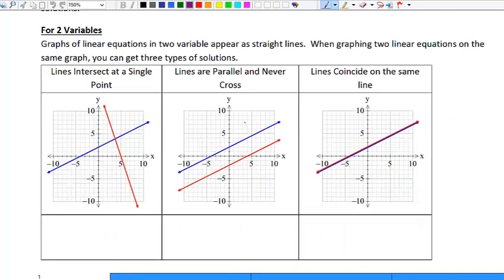For two variables, graphs of linear equations in two variables appear as straight lines on a graph. When you graph two linear equations on the same graph, you can get three types of solutions. The first type is if the lines intersect, you'll get one unique solution, and your solution is going to be some ordered pair x, y.